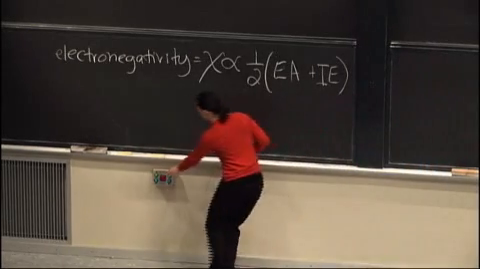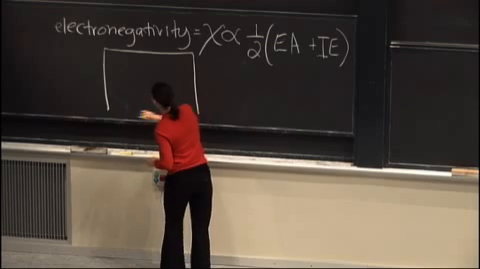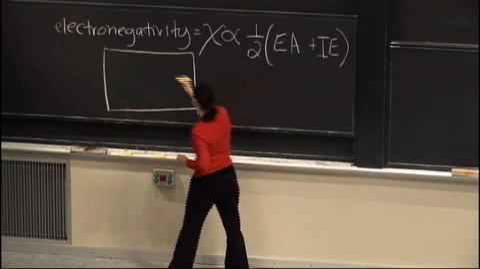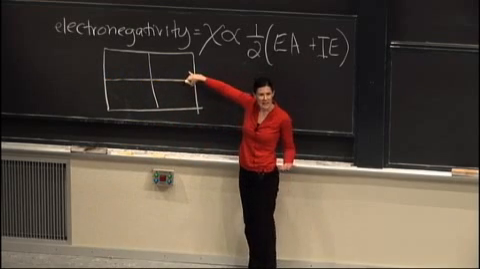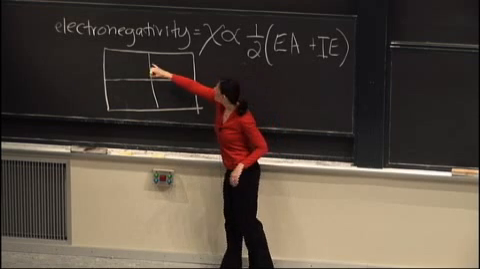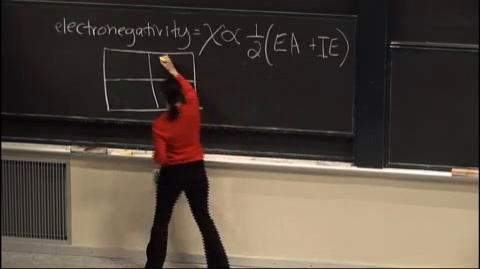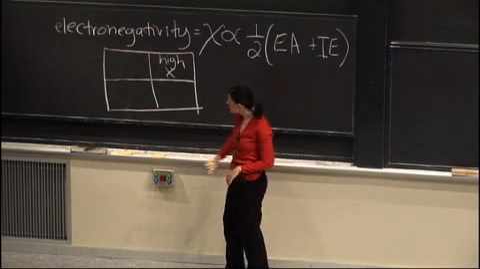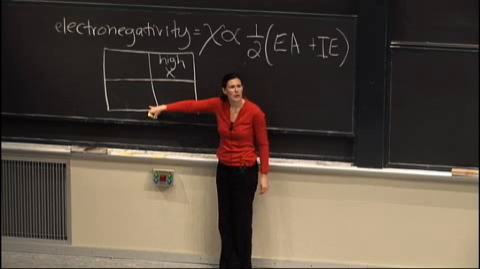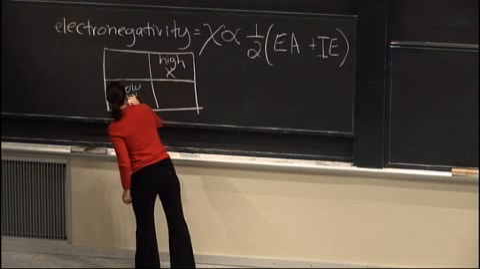So if we think about electronegativity as a periodic trend, we can just draw our nice periodic table here, and let's separate it into quadrants. If we think about the upper right-hand part of the quadrant, this is where we're going to have high electron affinity and high ionization energy. So we're also going to see high electronegativity here. And in contrast, in the lower left-hand part of the periodic table, these two quantities are low, so what we're going to see is low electronegativity.